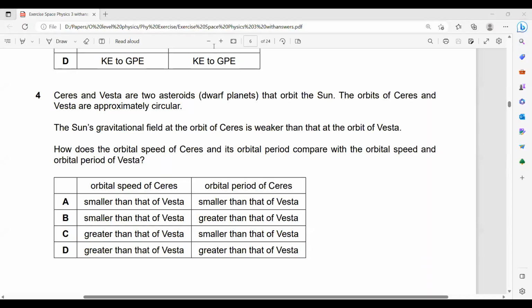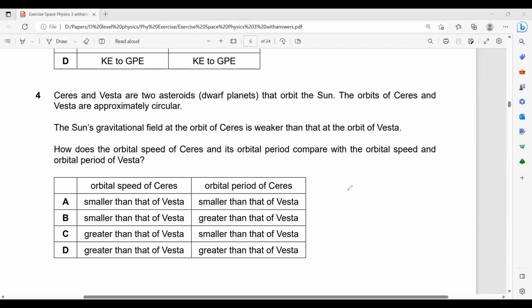So we have two asteroids, the dwarf planets that orbit the Sun. The orbits are approximately circular. The Sun's gravitational field at the orbit of Ceres is weaker than at the orbit of Vesta. How do the orbital speed and orbital period of Ceres compare with the orbital speed and orbital period of Vesta?